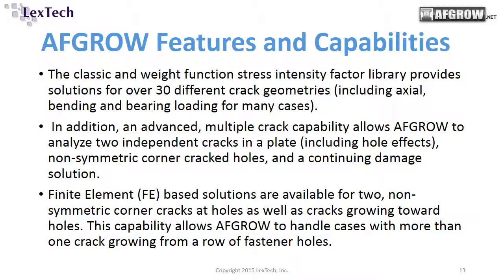Finite element-based solutions are available for 2 non-symmetric corner cracks. These are available in table lookup for cracks at holes as well as cracks growing towards holes, using the ability to superposition for the effect of adjacent holes. And we can look at cases with more than one crack growing from a row of fastener holes.